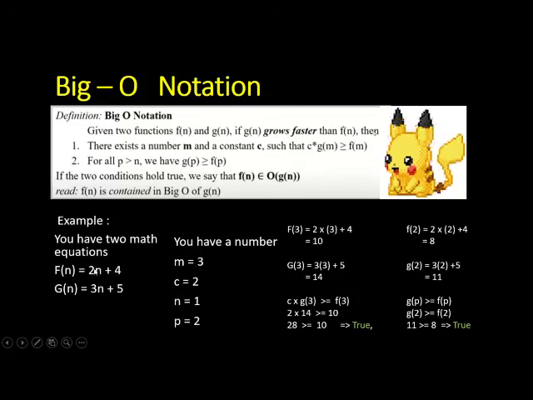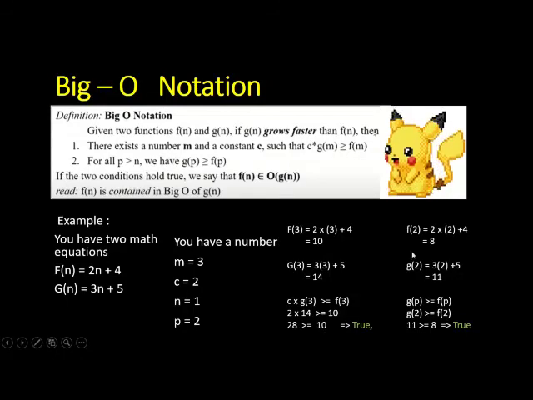For example, right here we have two functions, f of n and g of n, and we have our numbers: m is equal to 3, c is equal to 2, n is equal to 1, and p is equal to 2. So if we substitute the value of m right here, then c here is 2, then c times the function g of 3 is greater than or equal to f of 3. So since g of 3 is 14, 2 times 14 is 28, and f of 3 is 10, so 28 is greater than 10, which is true.